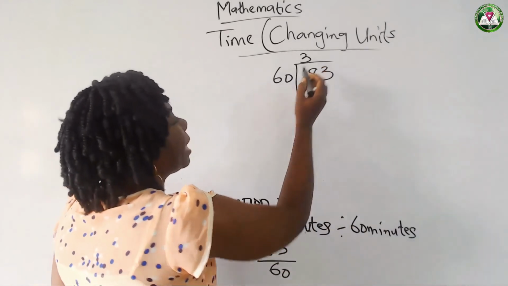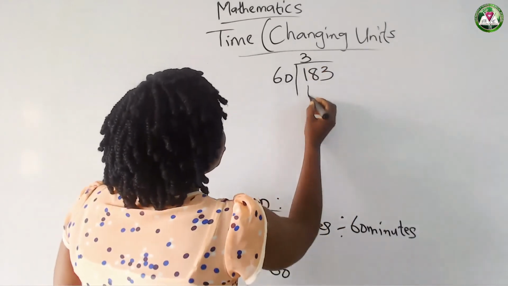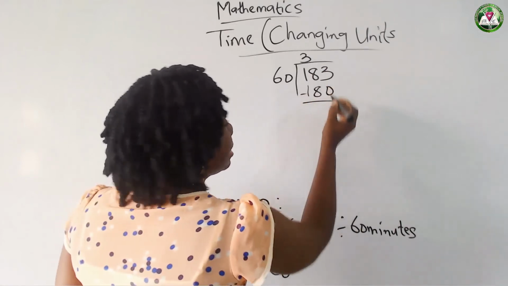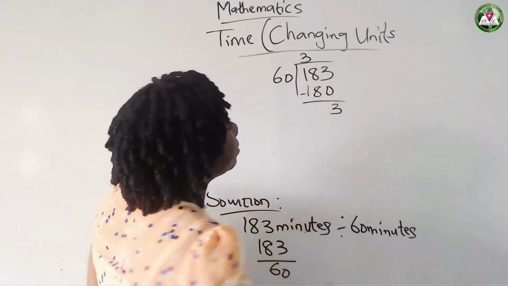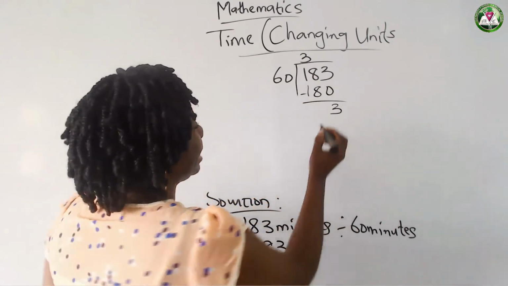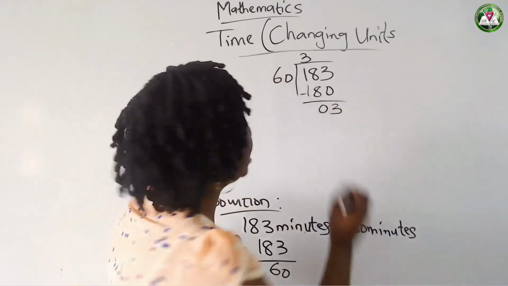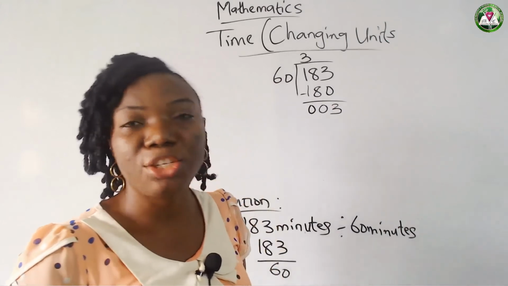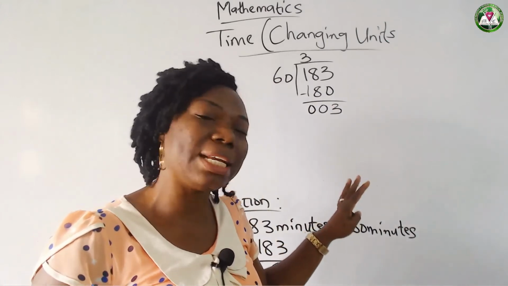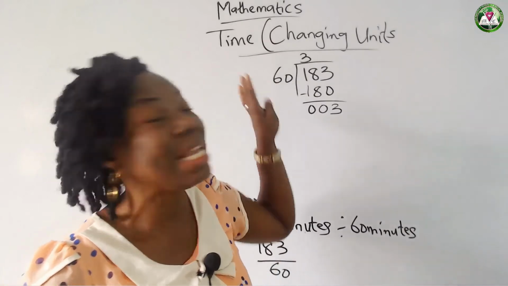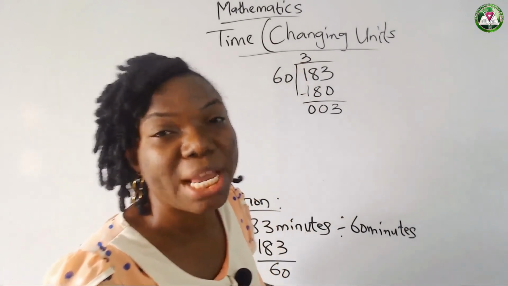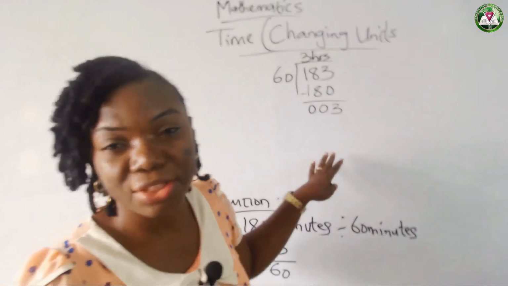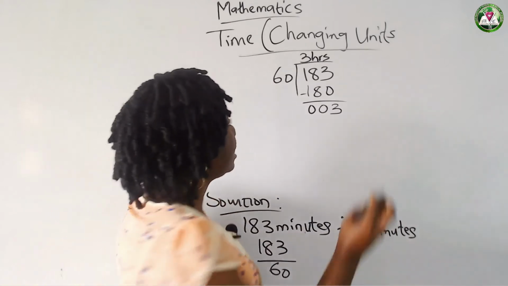And when we multiply 3 by 60, we get 180. We subtract. 3 take away 0, 3. 8 take away 8, it's 0. And 1 take away 1, it's also 0. So we are left with what? 3. It shows that 183 can be divided by 60 3 times. That means we have 3 hours, remainder 3 minutes.